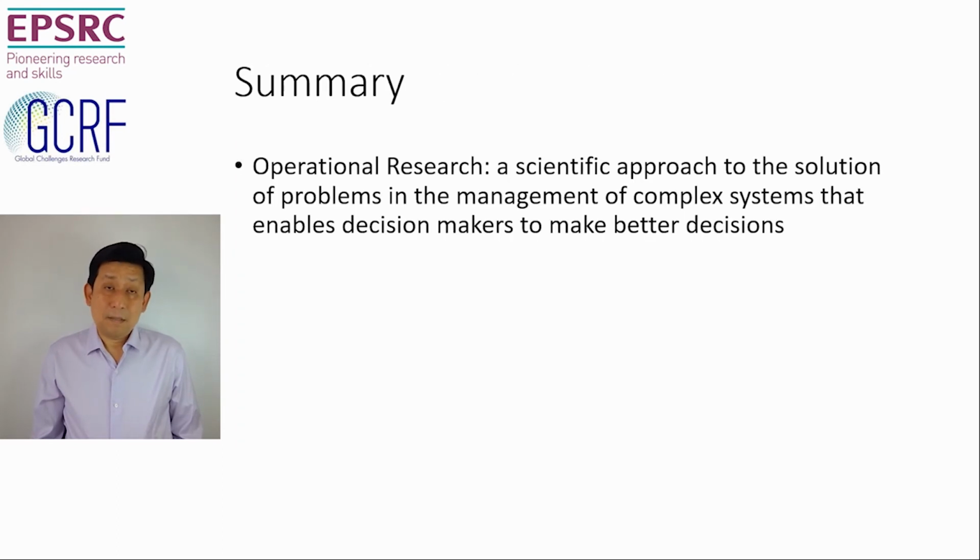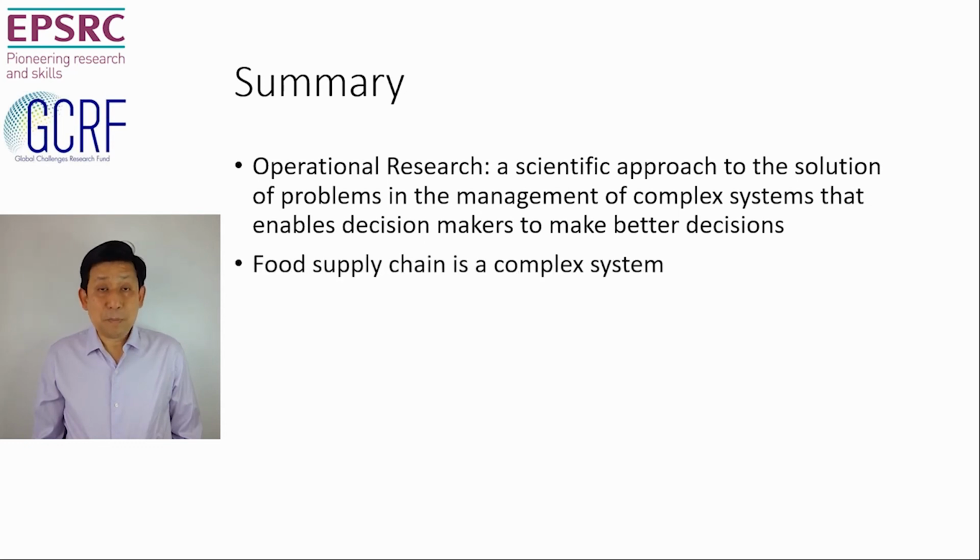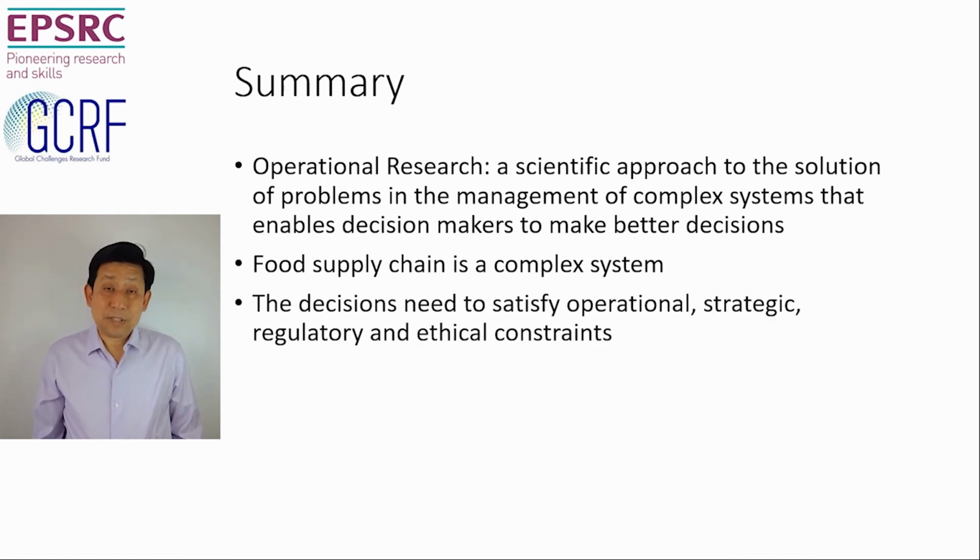So, in summary, I have already explained what operational research is. It is a scientific approach to the solution of problems in the management of complex systems that enables decision makers to make better decisions. I have shown you that the food supply chain is a complex system. It has many actors and each actor can make independent decisions. And the decisions need to satisfy operational, strategic, regulatory, and ethical constraints.